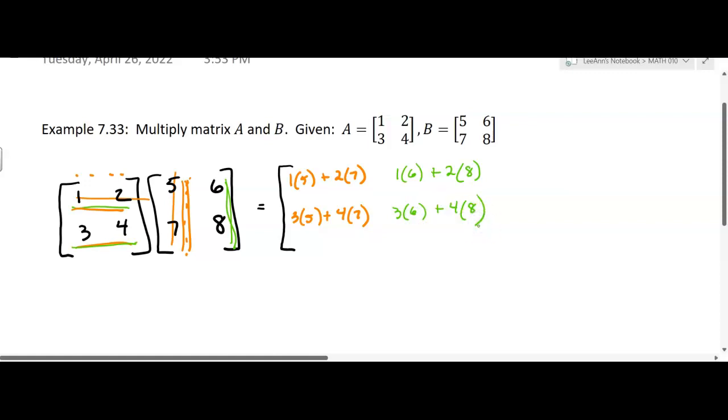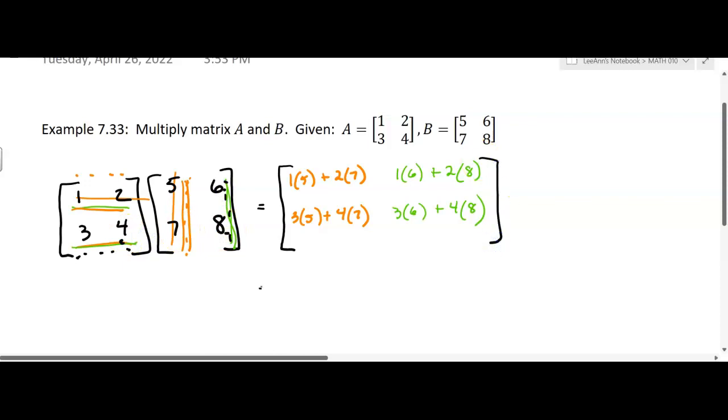So you can see which numbers are staying the same in the columns and which numbers are staying the same in the rows. Maybe that's helpful to look at it that way. I just think about going across here and down here. So the 3 to the 6, the 4 to the 8. Okay, I hope that helps.